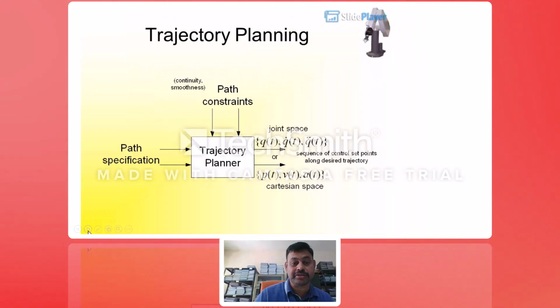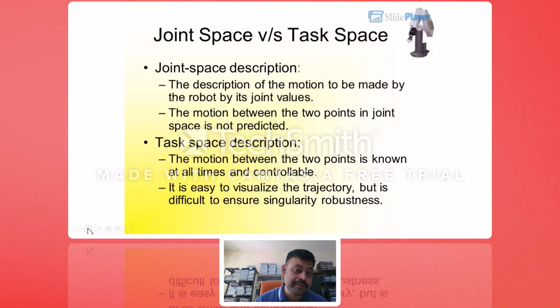Robot controller means robot controller. In trajectory planning, two inputs are required. One is the path specification, where we clearly make a path plan and specify it. And the other is the path constraints, where we add all the time constraints and everything. From this, the outcome of trajectory planning will be in joint space and Cartesian space. Here you will get a sequence of control set points along with the desired trajectory. So we clearly understand what trajectory planning is, what the input is, and what the output is.